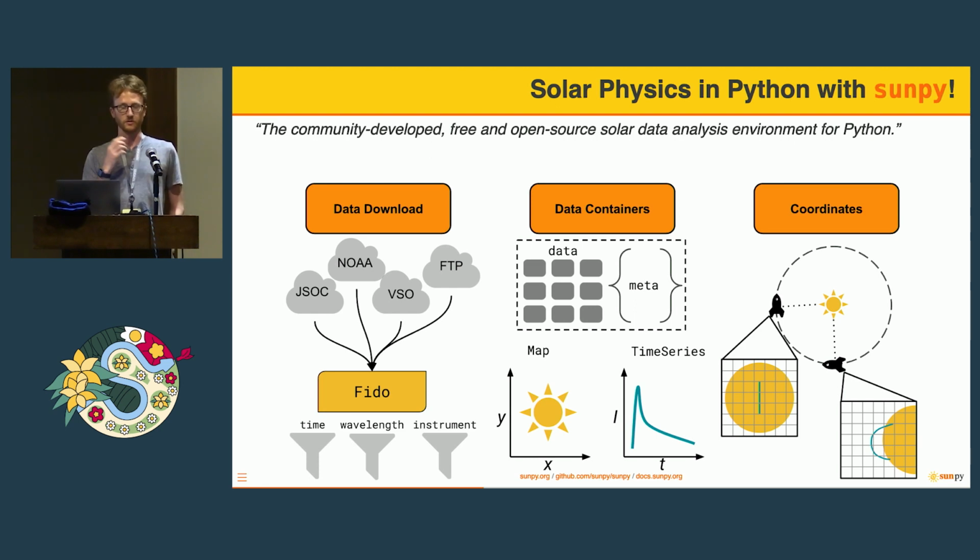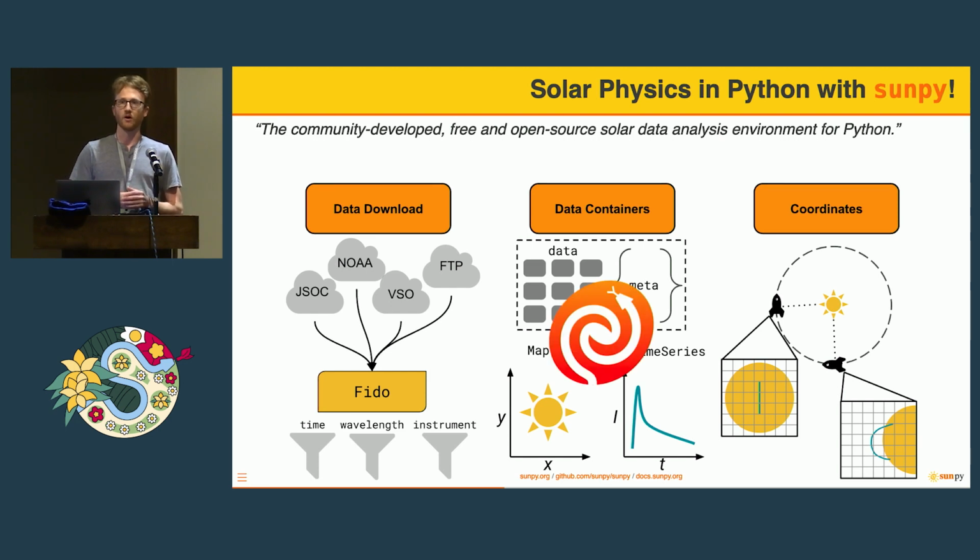This includes the ability to search for and download data from lots of different data providers, load data into data structures that combine, say, your image data and the associated metadata, so you can do image operations or metadata-aware operations on that. And then there's also the ability to do coordinate transformations specific to solar physics, which is really important when we're trying to combine data from multiple spacecraft.